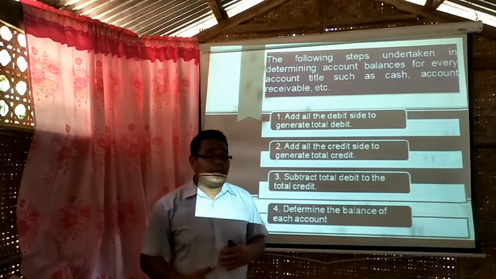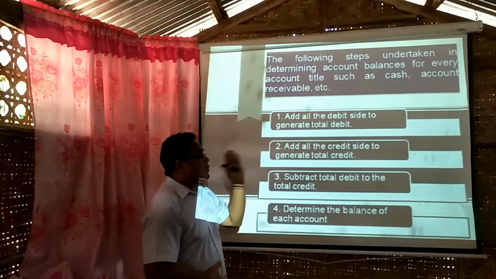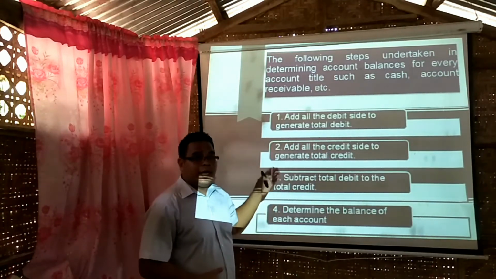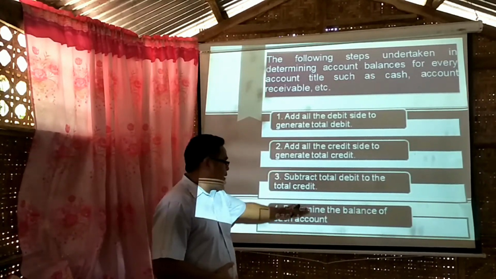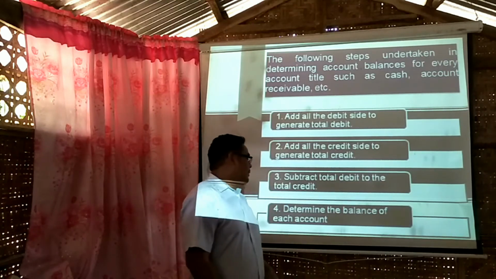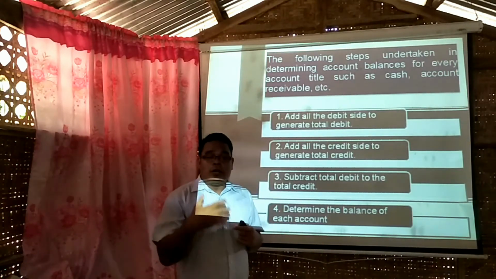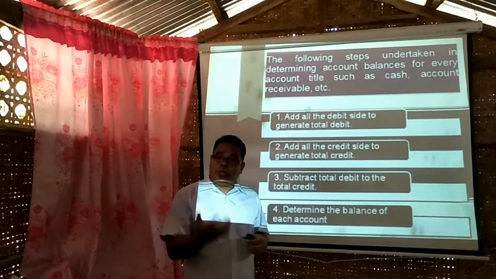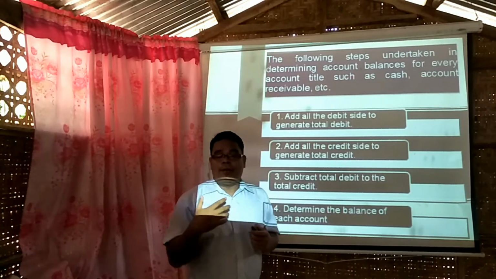The following steps are undertaken in determining account balances for every account title, such as cash, accounts receivable, etc. These are the steps or the process. Add all the debit side to generate the total debit. Add all the credit side to generate the total credit. Subtract the total debit from the total credit. And the other one is to determine the balance of each account. This is the process you need to undergo when making the general journal or the journalizing entry. Okay, that is the process.